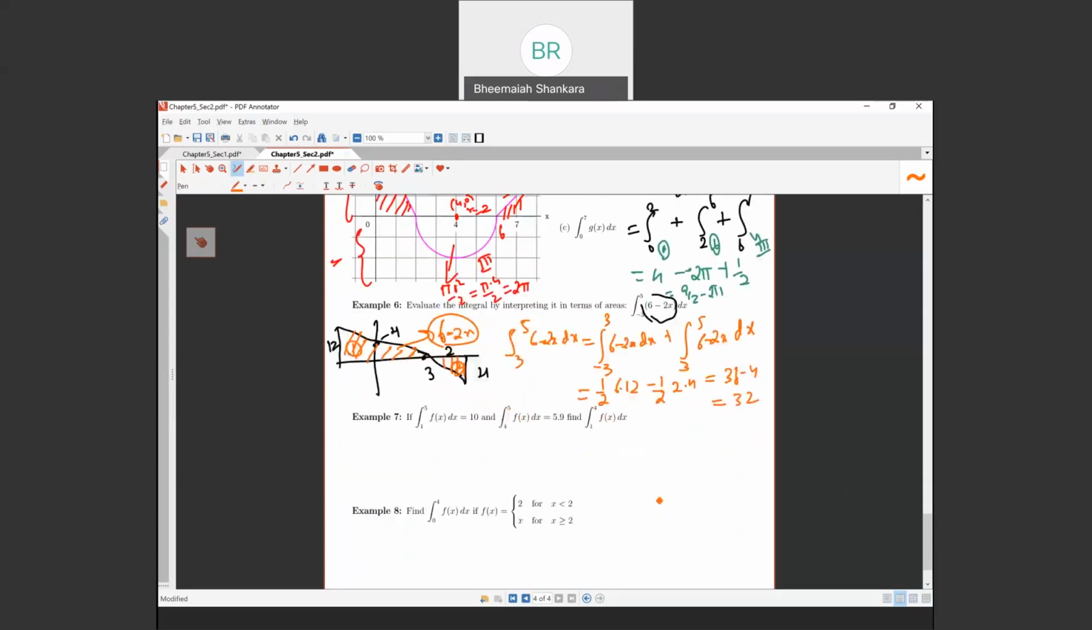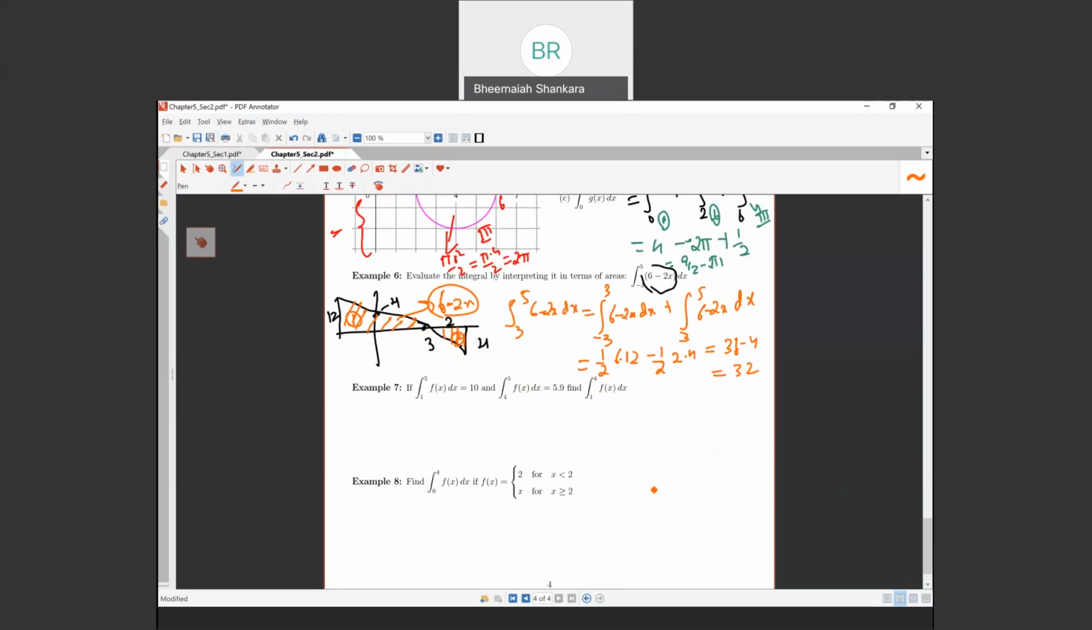In the next example, you are given two limits and you are asked to calculate limit 1 to 4. So first draw a number line from 1 to 5, which is the longest interval here. 1 to 5, the answer is given, this integration value is 10. 4 to 5 integration value is 5.9. The question is, what is the integration value from 1 to 4?